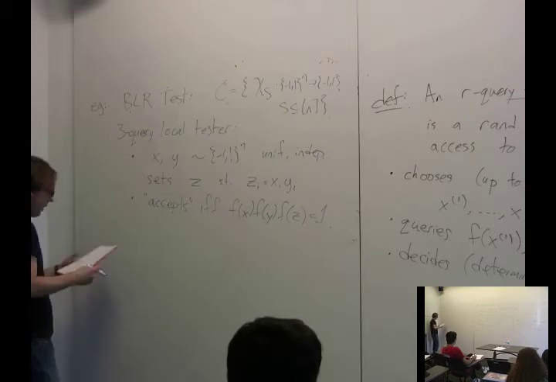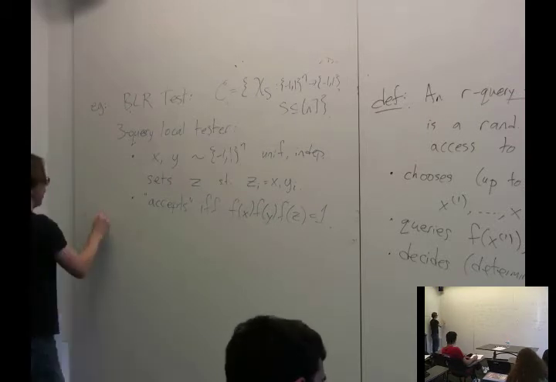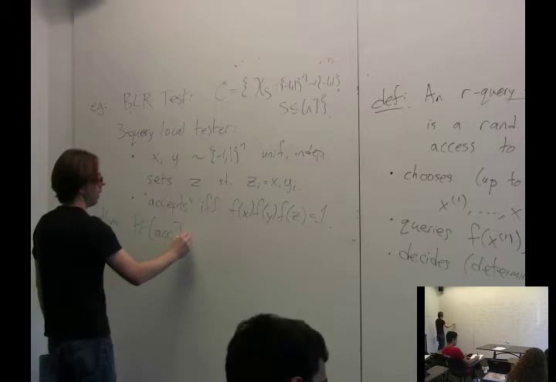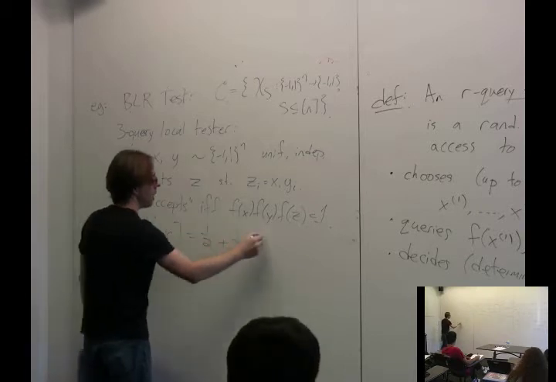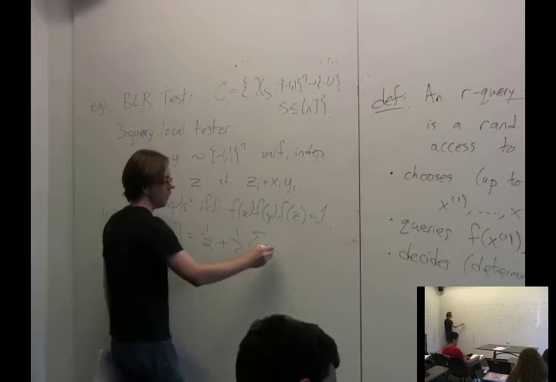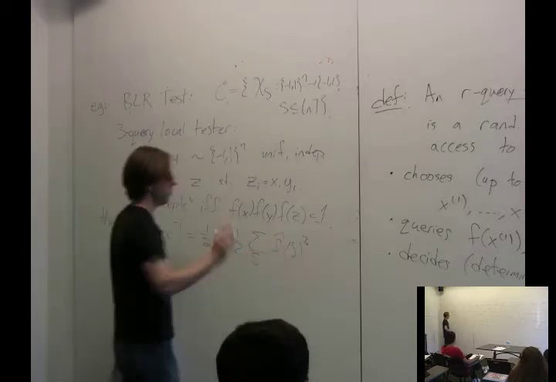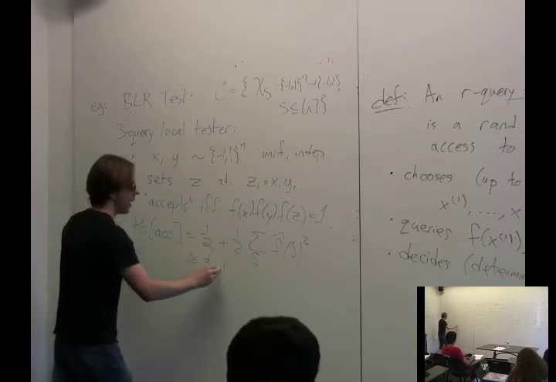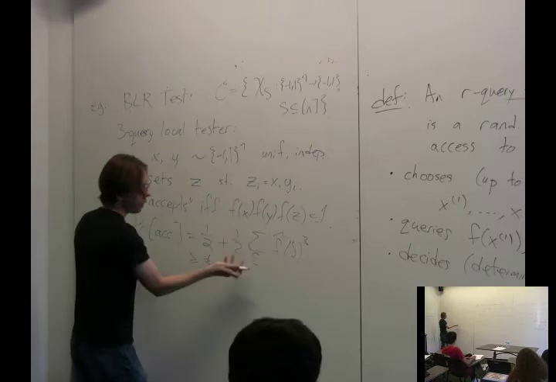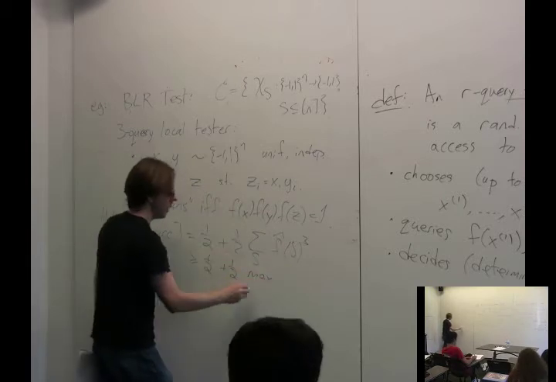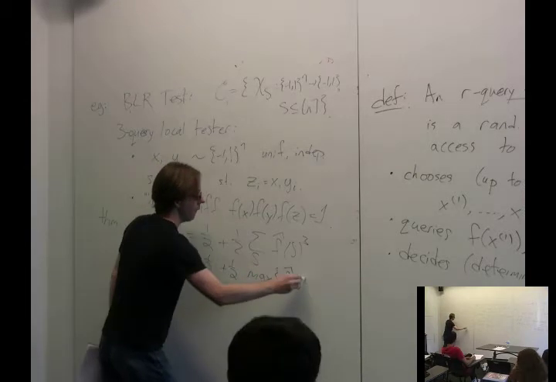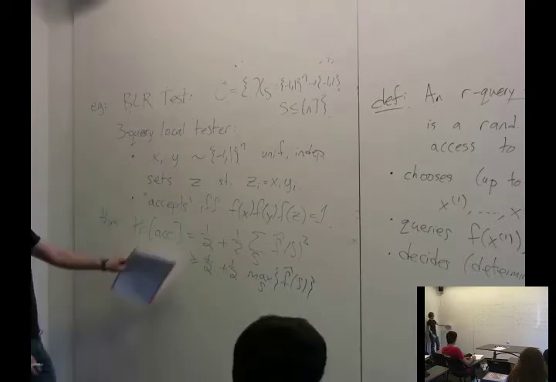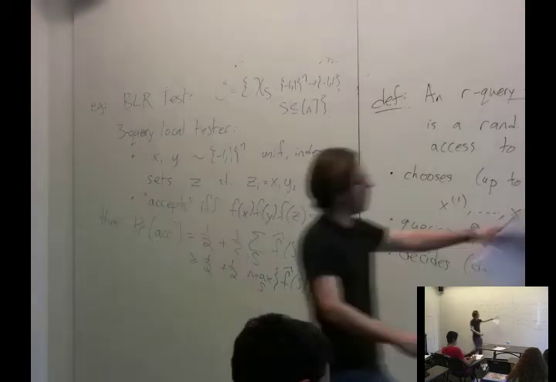And if you recall our analysis, it was the very first thing we did with Fourier analysis. You can write the probability that this will accept some function f as 1/2 plus 1/2 times the sum over all S of the Fourier coefficient of S, cubed. That was an exact formula, and we also noted using Parseval that this is at most 1/2 plus 1/2 times the max of f hat(S) times the sum of the squares, which is 1 by Parseval. So why does that satisfy the two properties?